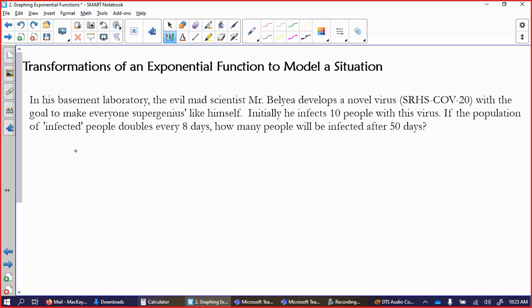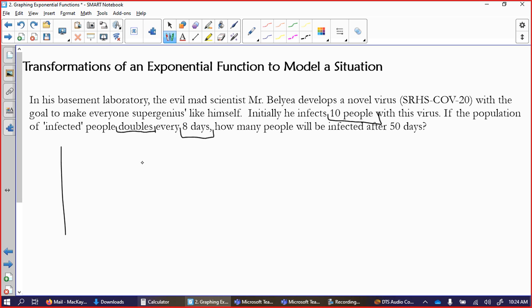And then there's this question, which is a variation of one that I used to use all the time when I did exponential functions, but I used to say Mr. Bellier was making some sort of virus to be mean and evil. But now he wants to make a super genius virus that he infects initially 10 people. The number of people doubles every 8 days. How many people will be infected?